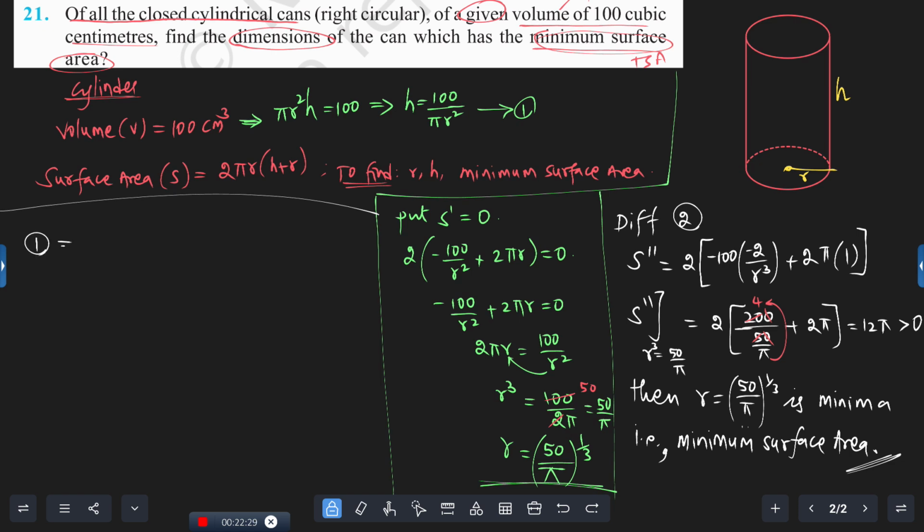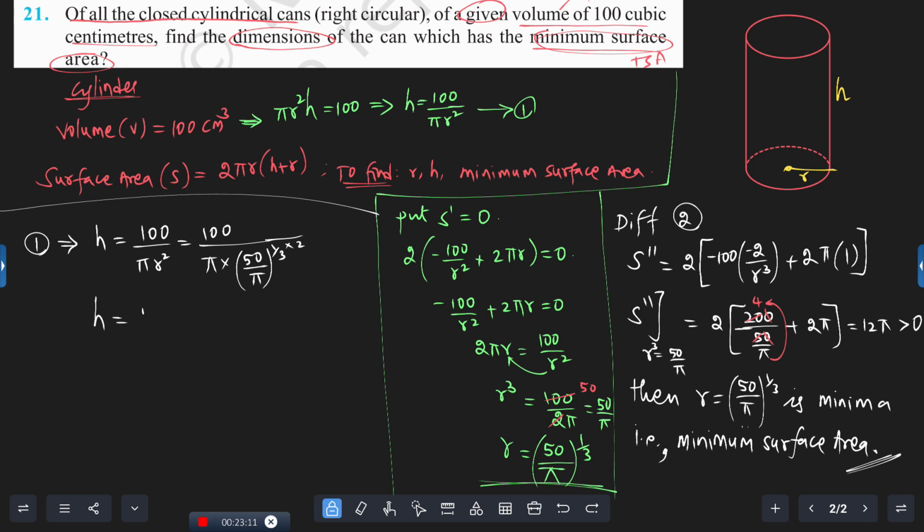So 1 implies H is equal to 100 divided by pi times R square, which is equal to 100 divided by pi. R value here we have, 50 by pi whole power 1 by 3. That is 50 divided by pi whole power 1 by 3. Be careful when you simplify. Apply 1 by 3. That is squared, so again you have to apply power 2. If you apply power 2, you will be getting 2 by 3. Be careful.